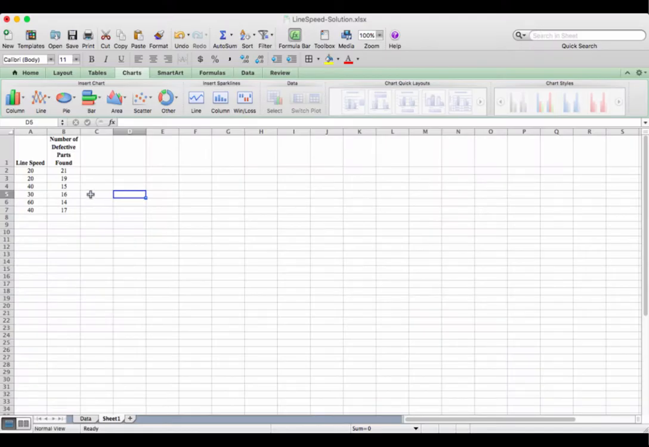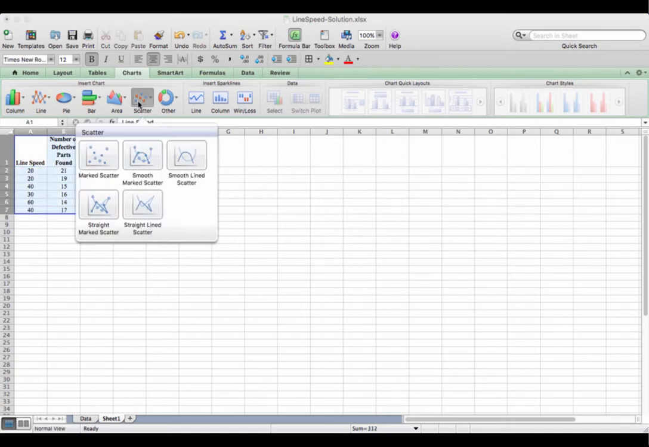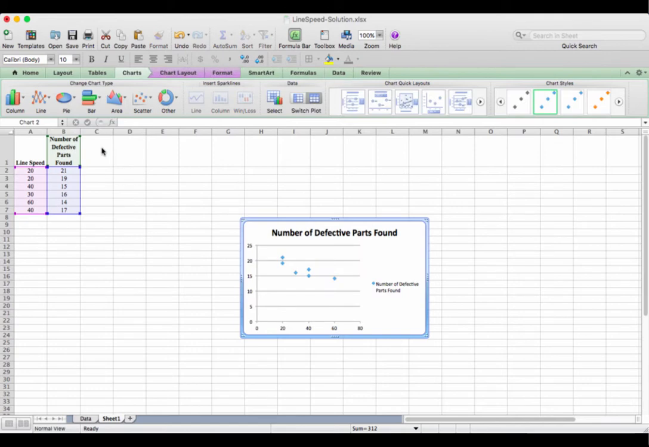So I have my data set available over here. What I do, I can select data, choose chart, scatter chart, and mark the scatter chart. And as I can see, line speed basically appears as my horizontal axis, my x-axis, and number of defective products basically appears in the y-axis. I can change it.